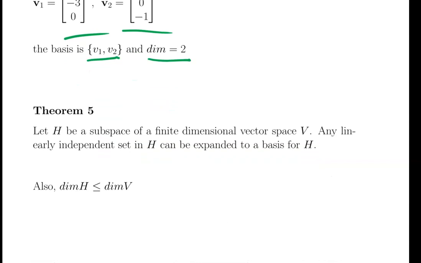Let H be a subspace of a finite dimensional vector space V. Any linearly independent set in H can be expanded to a basis, right? And the dimension of H, of course, is less than or equal to the dimension of V. Given 2 linearly independent vectors in R3, you can, of course, expand that to be a basis for all of R3 if you add 1 more linearly independent vector.